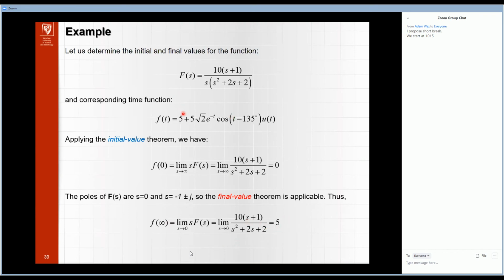And so we can also check this value directly from this function. When we put here t equals 0, we obtain that from 0 we have f(t) equals 0, and for t equal infinity, this exponential term is equal 0, so we obtain 5.